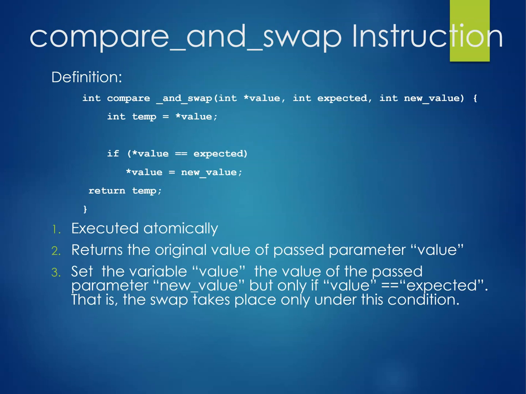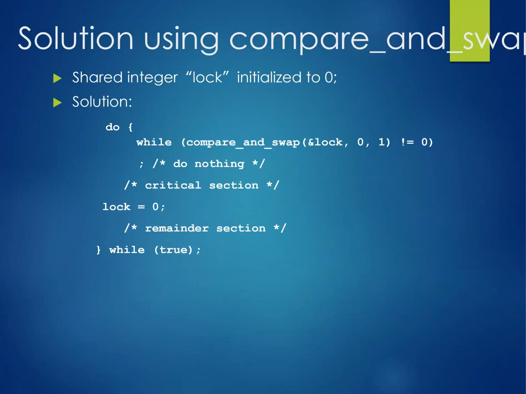Now there's also compare and swap. It takes a value, an expected value, and a new value, and we assign the value to temp. If value equals the expected value, then value equals new value, and we return temp. Again, this is atomic. It returns the original value of the passed parameter and sets the variable value to the passed parameter new value, but only if it's the expected value. It only takes place under the specific condition.